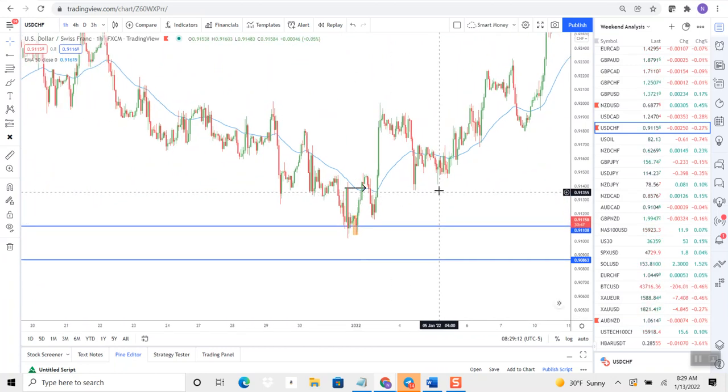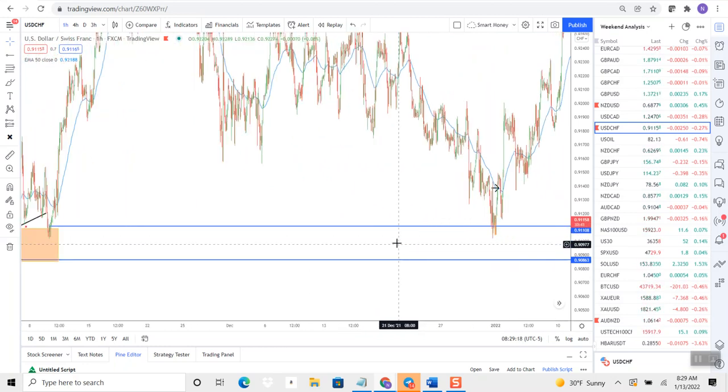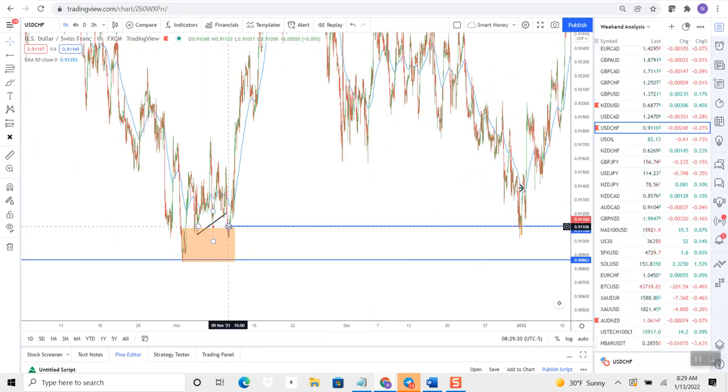Now, what are you guys going to ask? Okay, I missed this, right? How do I get into the market if I didn't know that it was going to react off this level, but two, if I miss it? Well, that's okay. You can always wait for the counter trend break. That's the beauty of it.